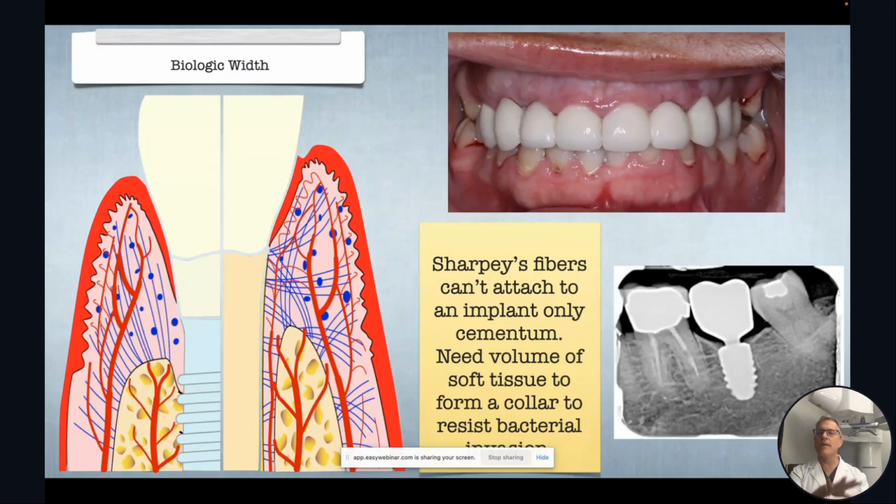Now with implants, we don't have Sharpey's fibers. Sharpey's fibers can't connect the attached gingiva to the implant surface. So we get around that in two ways.